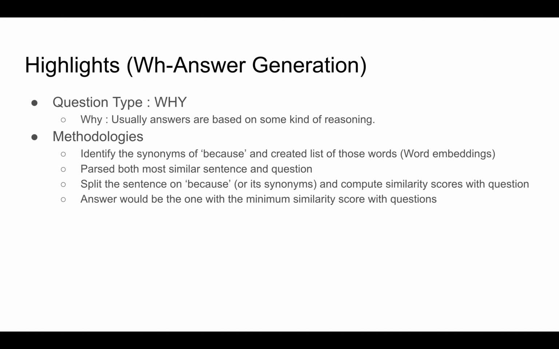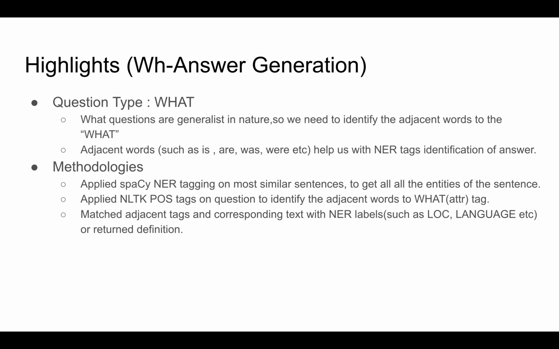For why questions, we first find if the sentence includes any because or its synonyms. Then we truncate the sentence on the because word and compute the similarity scores of each part with the question sentence. Then the part with the lower similarity score will be more likely to be the reasoning of the question.